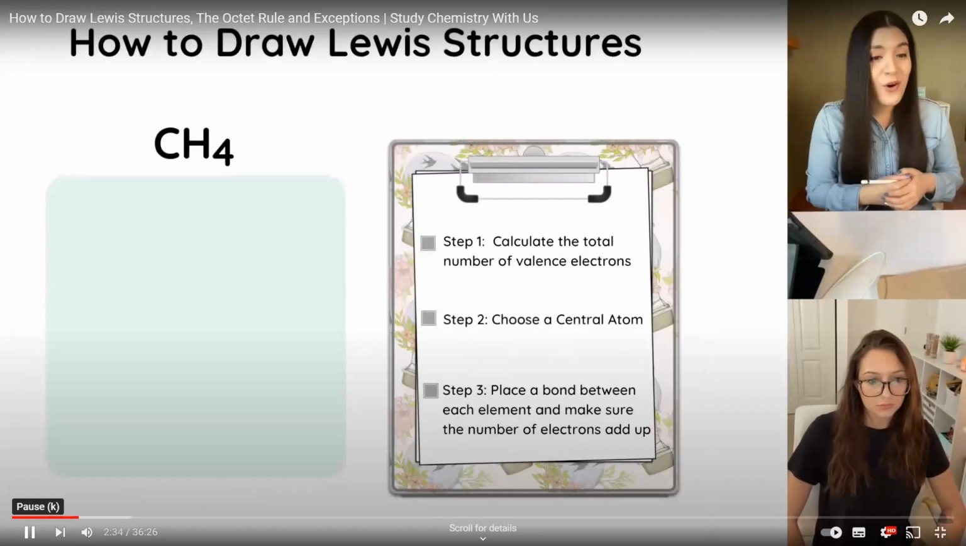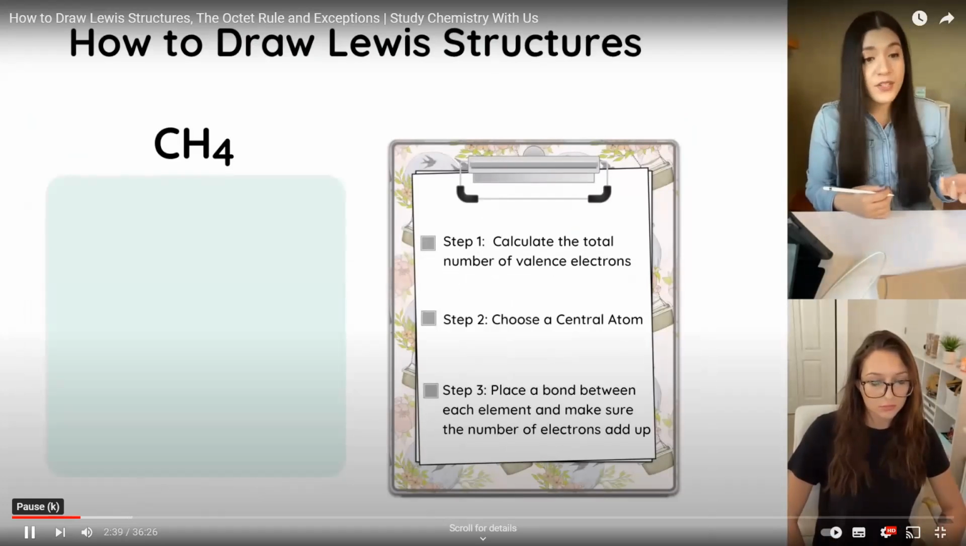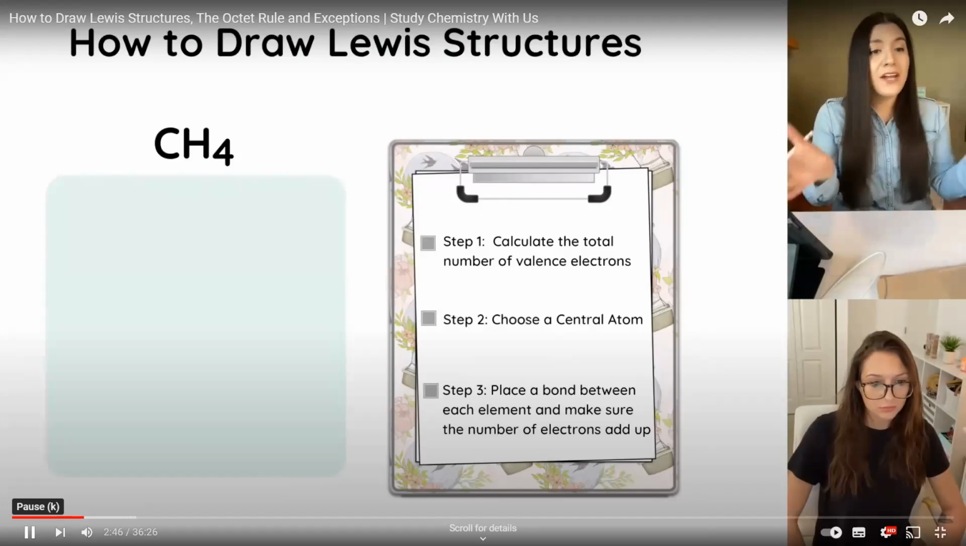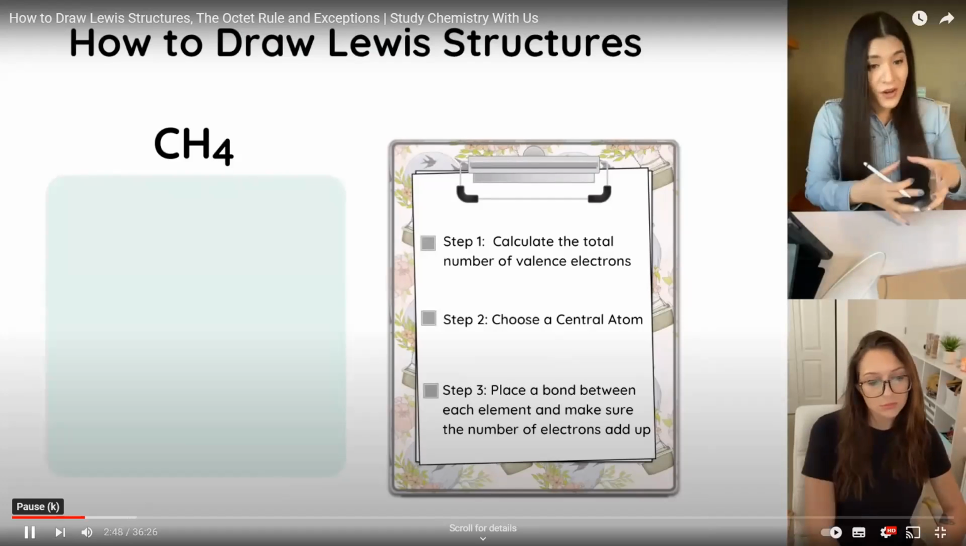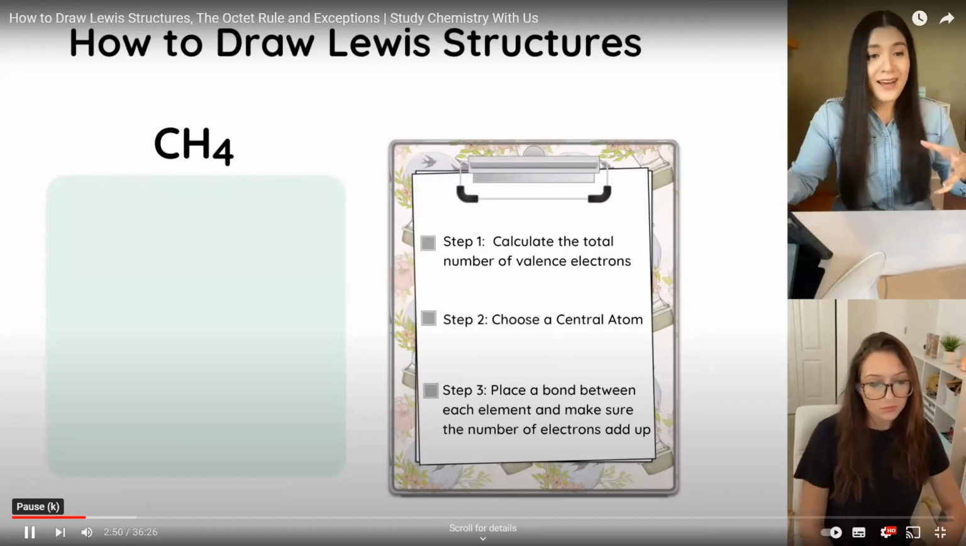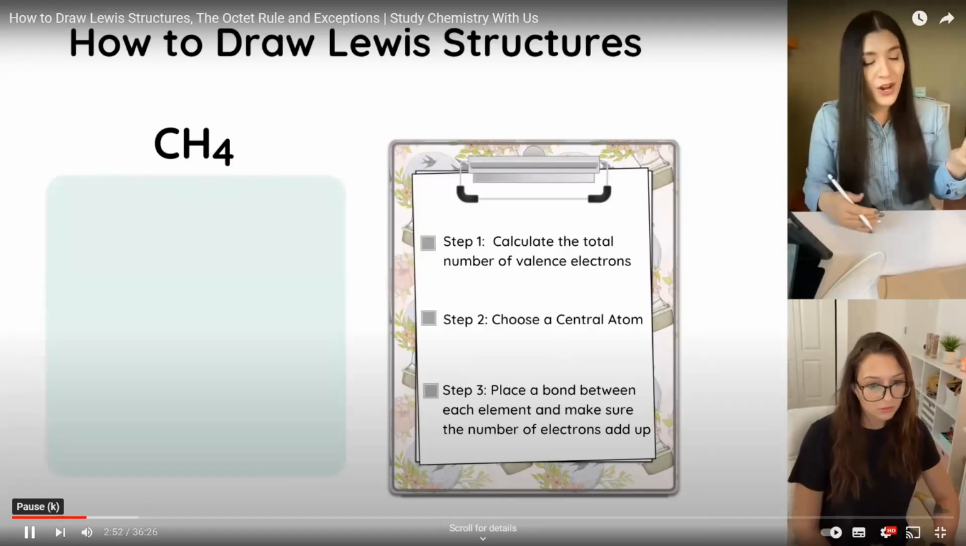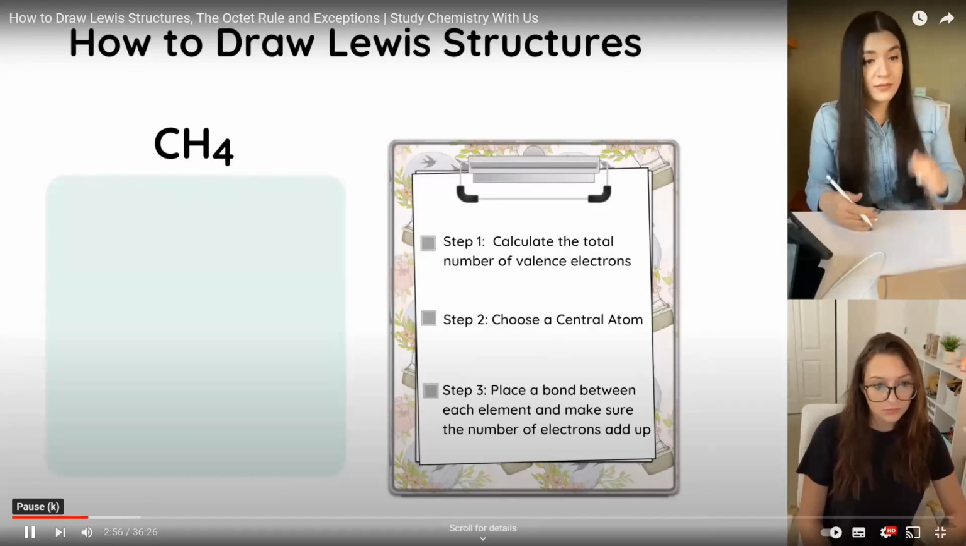Let's just start off with all the different steps of how to draw a Lewis structure. So first things first, we're going to have to know every single valence electron. Like carbon has how many valence electrons, and then same with hydrogen. And then we're going to add all of that together. So kind of going back from memory, or you can look at your periodic table, how many valence electrons does carbon have?